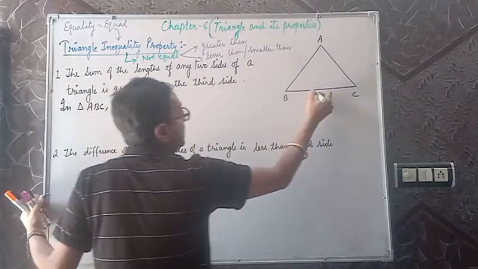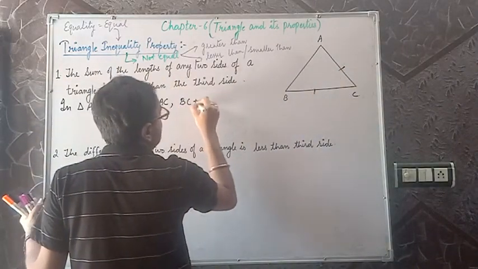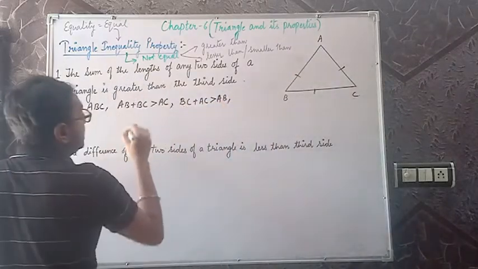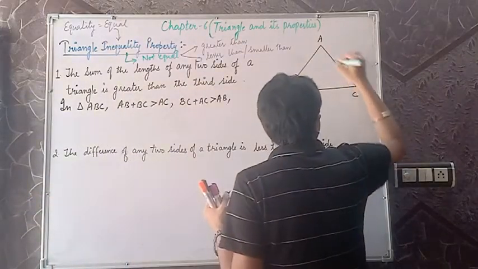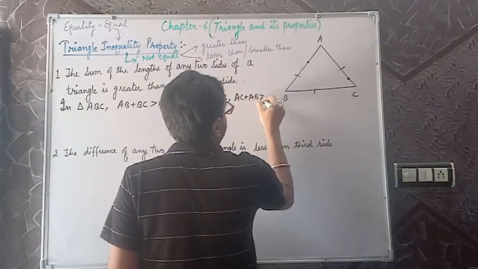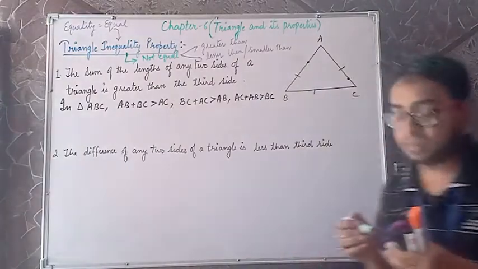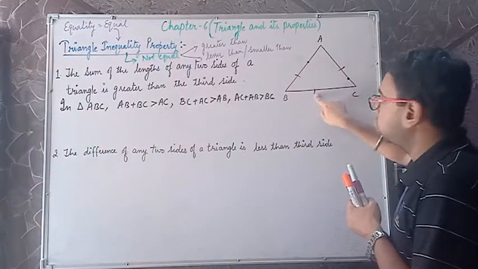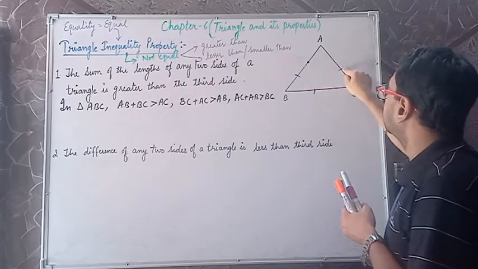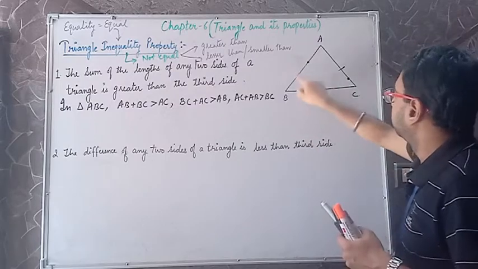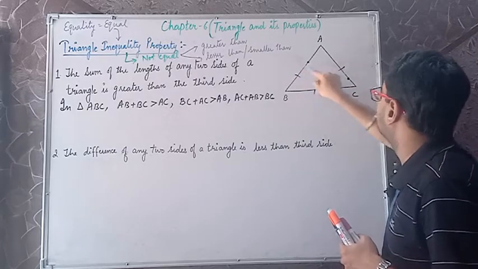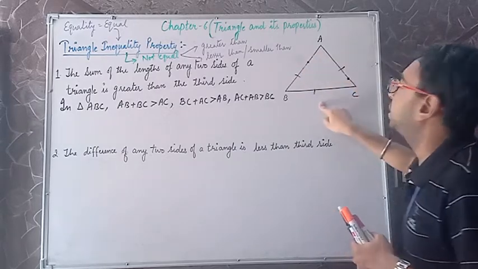Secondly, now I will be taking BC and AC. BC plus AC must be greater than the third side, AB. Another combination. Now I want AC and AB. So AC plus AB is greater than BC. This is the third one. Any other possibility? So we have 3 possibilities. These 2 sides' sum must be greater than this one, and again, this 2 sides' sum must be greater than this, and this side sum must be greater than this.